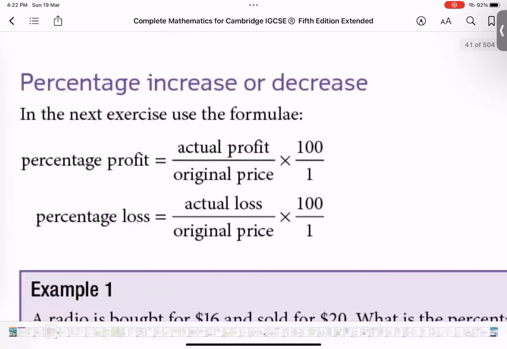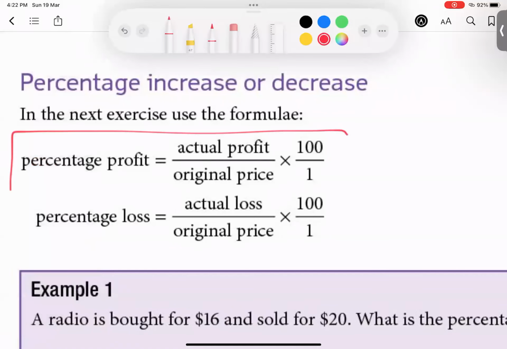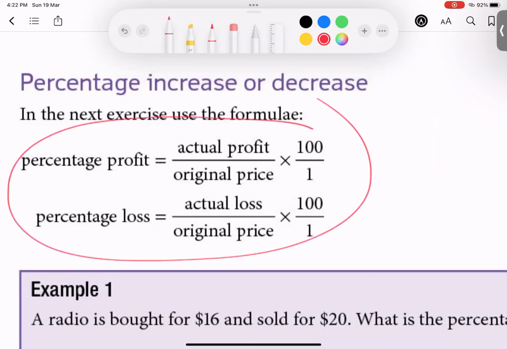And I have two techniques for percentage profit and percentage loss. Two techniques: one, this formula, and one, the cross multiply formula. Okay. So let's see how we can find it. I will use the cross multiply method, but sometimes if I need, I will use this formula as well.